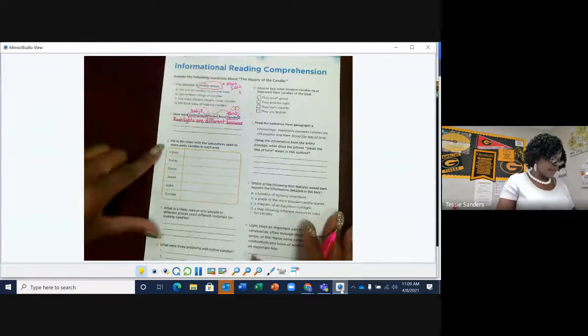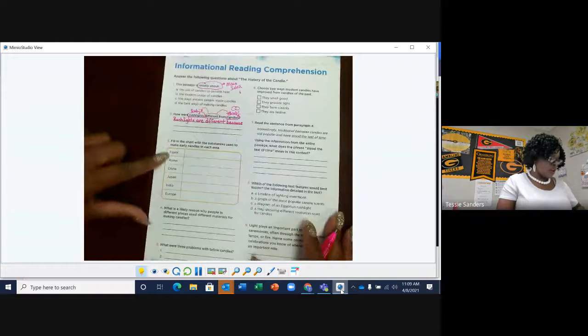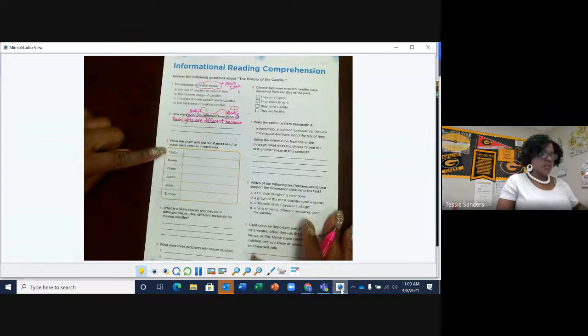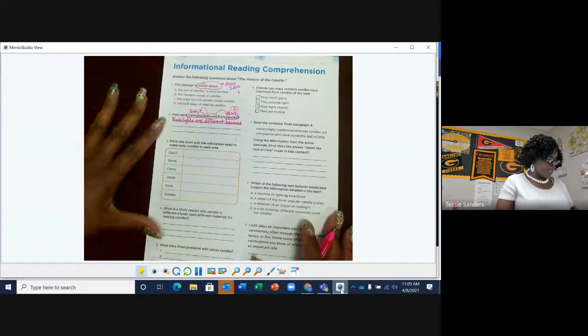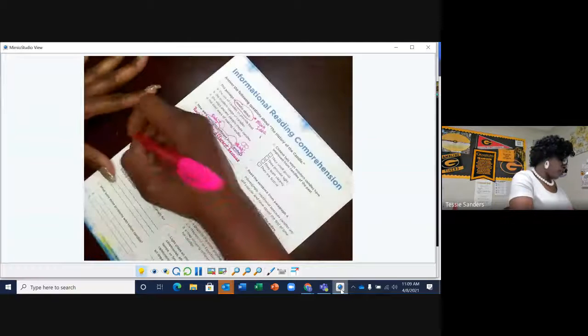Look at number three. This is a chart. What do we have in the chart? Egypt. Rome, China, Japan, India, Europe. These are called countries.